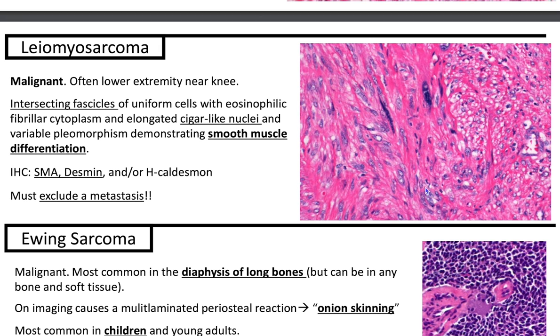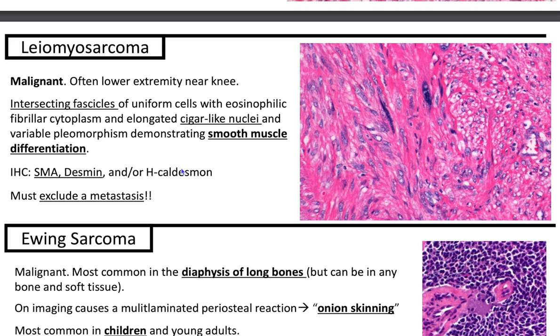Leiomyosarcoma. These are malignant, often lower extremity near the knee. You'll see intersecting fascicles of uniform cells with eosinophilic fibrillar cytoplasm. The nuclei will look cigar-shaped, and even though it has a lot of pleomorphism, if you're unsure whether it's undifferentiated pleomorphic sarcoma or leiomyosarcoma, you can order SMA, desmin, and/or h-caldesmon. Of note, a leiomyosarcoma of the skin is now called an atypical intradermal smooth muscle tumor because it has really good prognosis.